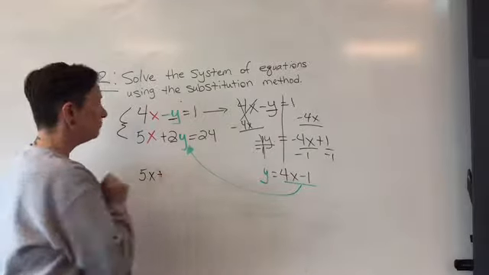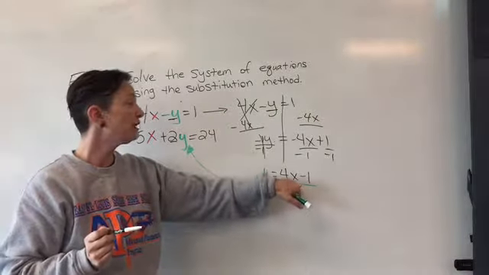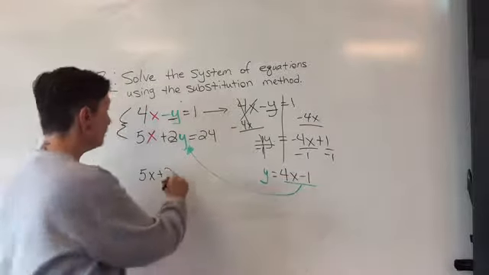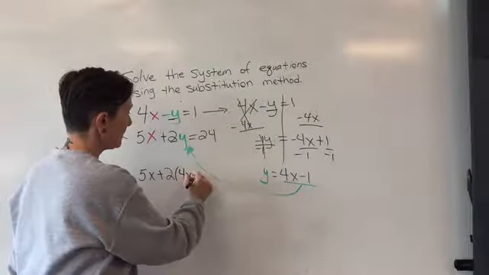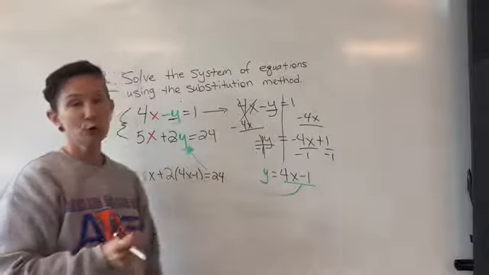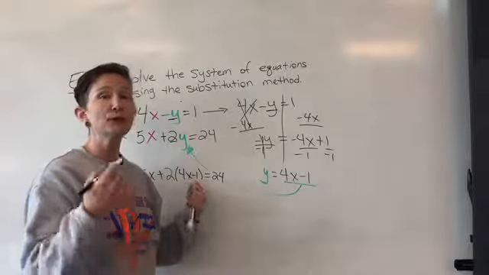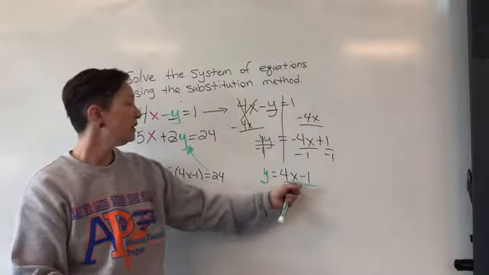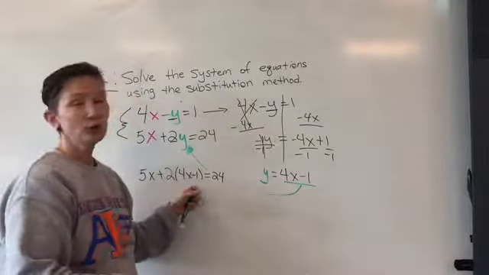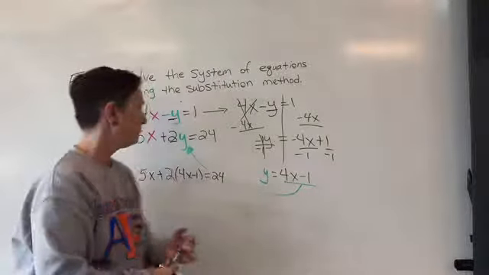5x plus 2. Now it's y, but we're going to replace the y with the 4x minus 1, and then equals 24. Please use parentheses when you substitute in an expression into your equation. This will just keep things clean and moving right along.